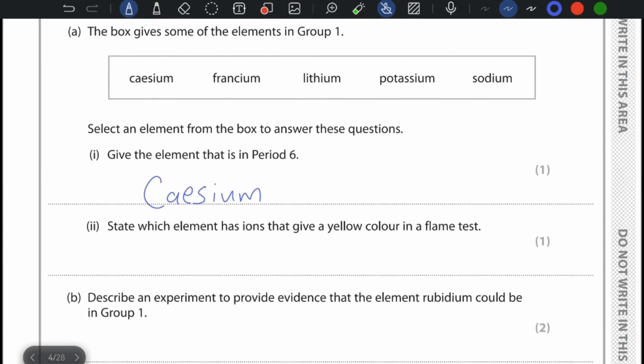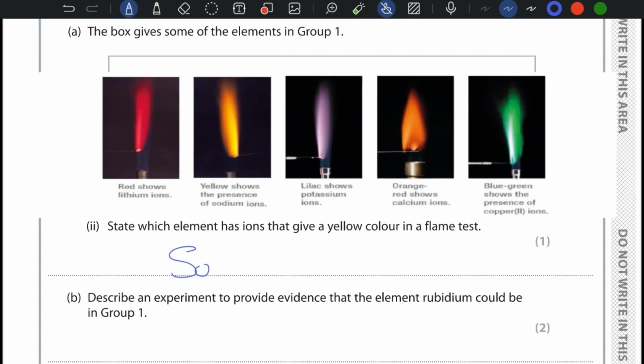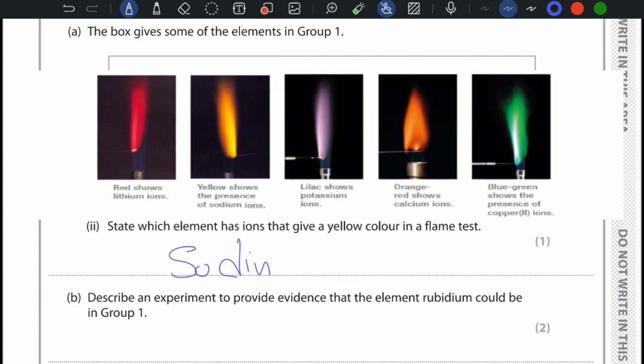Next question, state which element has an ion that gives a yellow color in flame test. In flame test, yellow color is for sodium. Sodium gives yellow color or even golden yellow color.